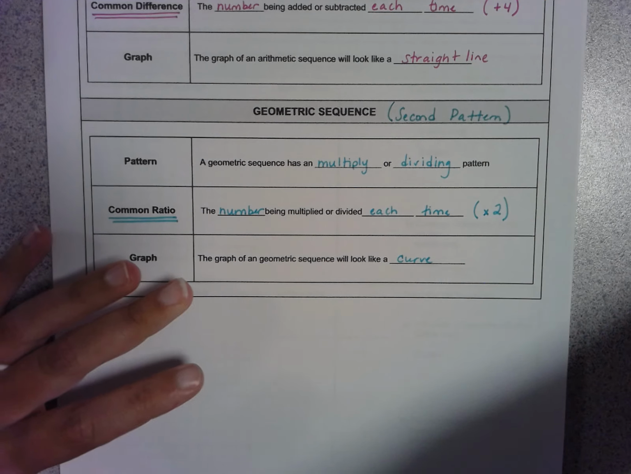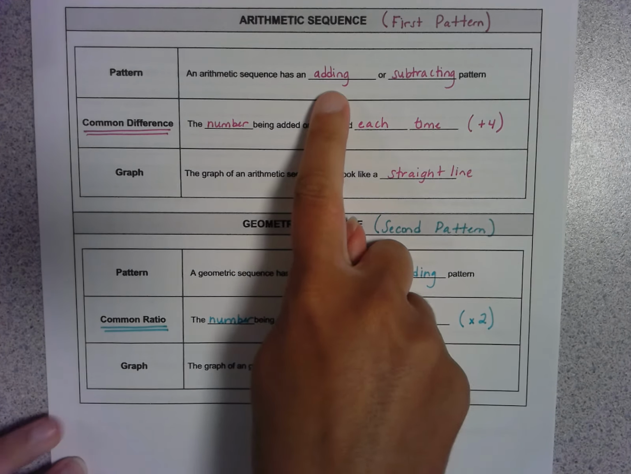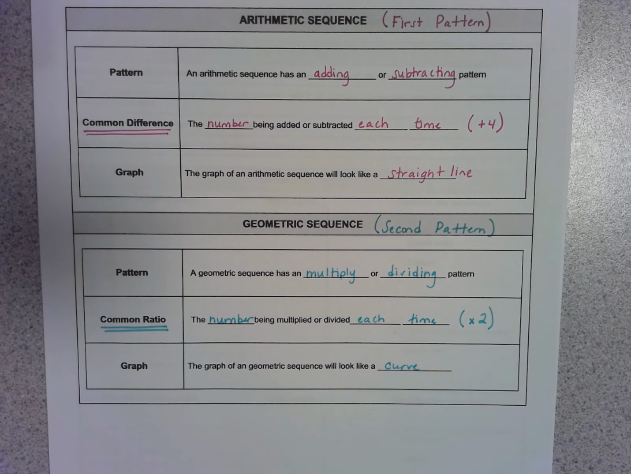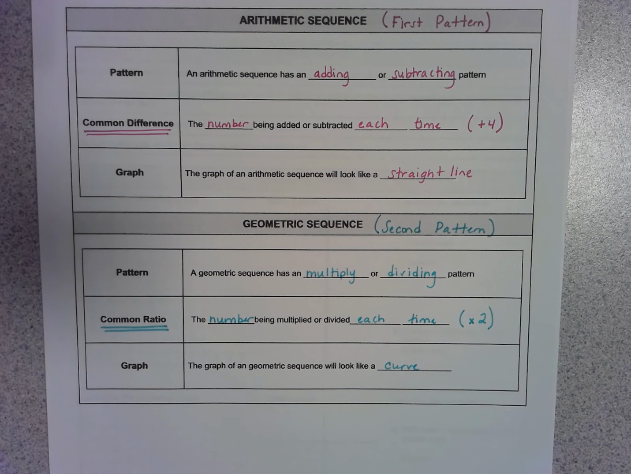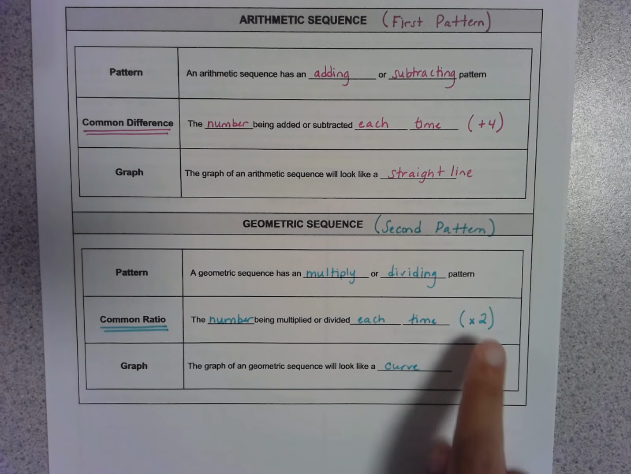What we are going to ask you to do moving forward is look at a table, look at a graph, and decide if that's a geometric sequence or arithmetic. And to do that, you would look at the pattern. Are we adding and subtracting or multiplying or dividing? And you would also then be asked to find the common difference or common ratio. So what is the pattern? Do you see a +4 or a +2 or a ×2 or a ×3?